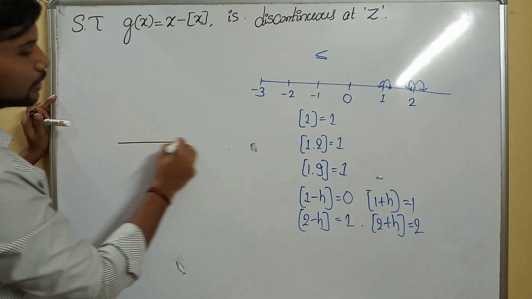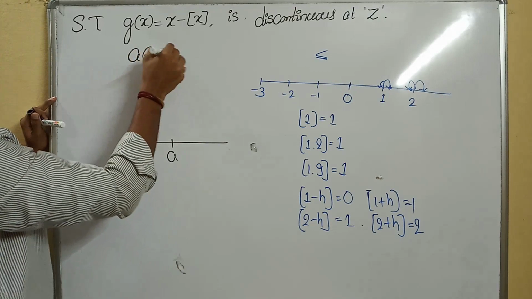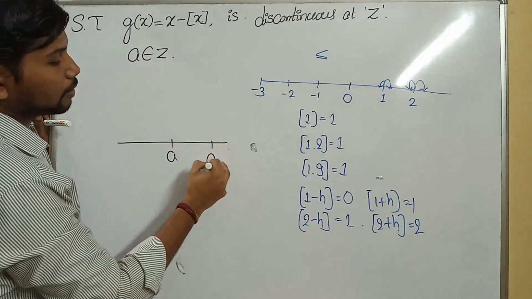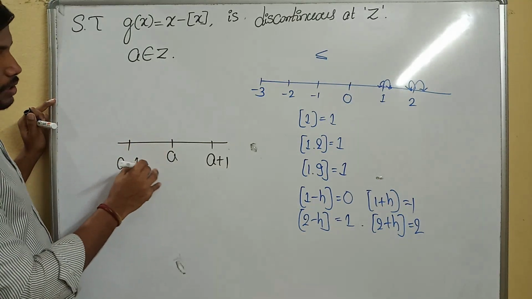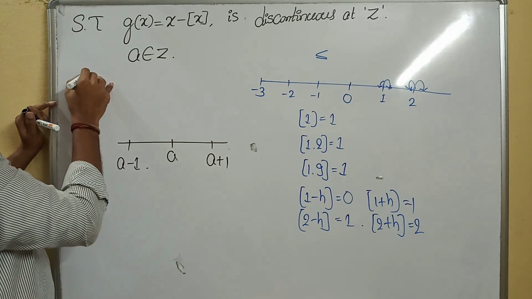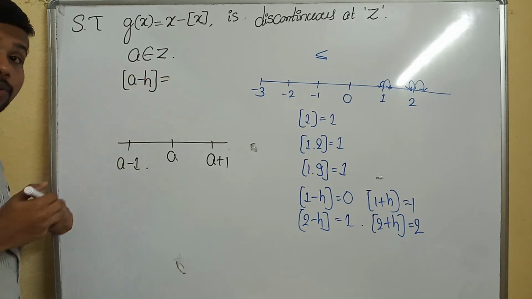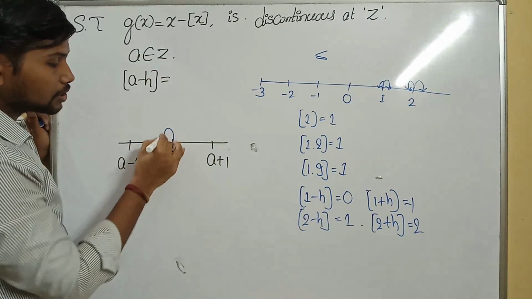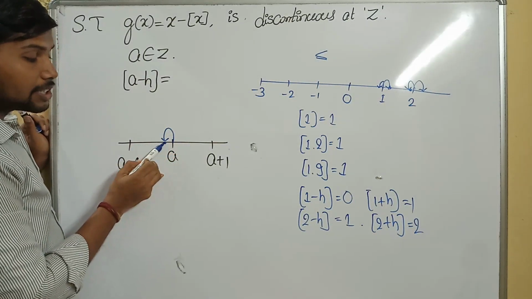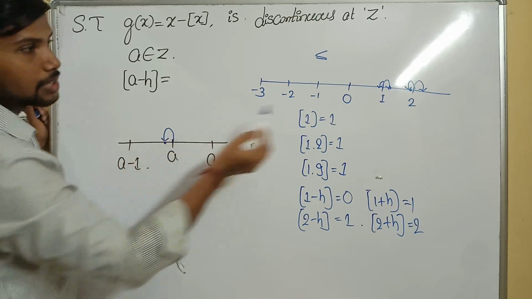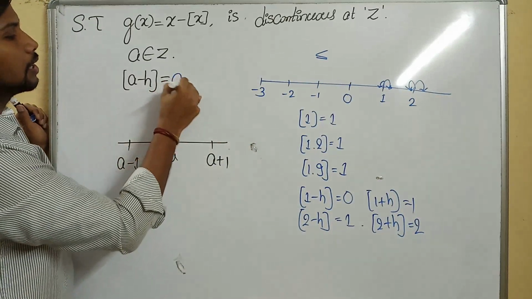In a similar manner, I'd like to define the generalized part for this. Concentrate on the board. a is a particular integer, a belongs to Z. The next integer after a will be a plus 1, and the integer before a is a minus 1. Now the greatest integer function for a minus h: a minus h means the left of the integer. In a similar manner, for 1 minus h it is 0, and for a minus h it will be a minus 1.